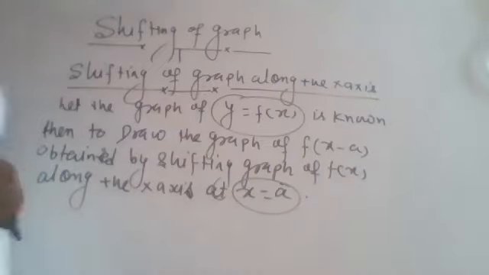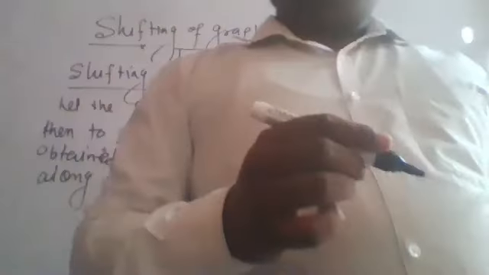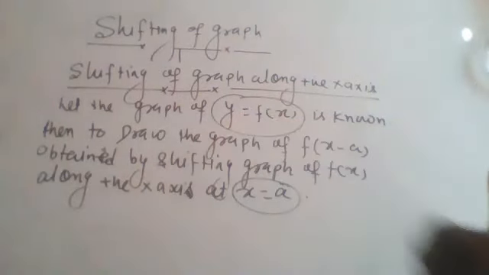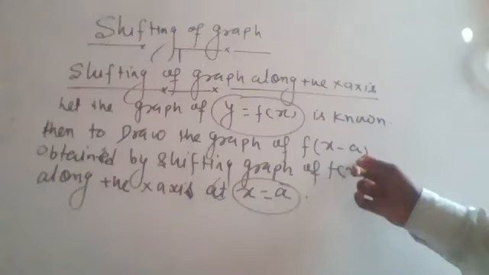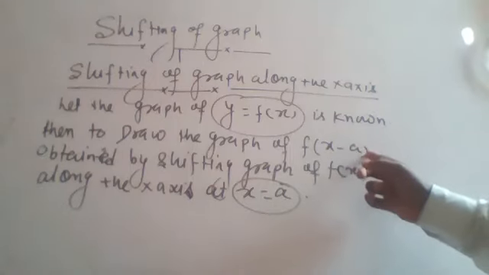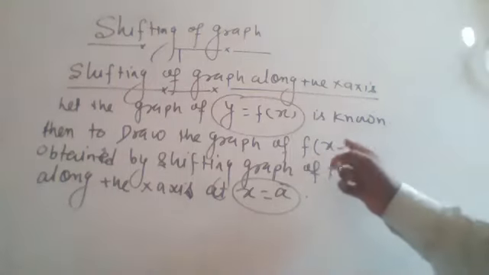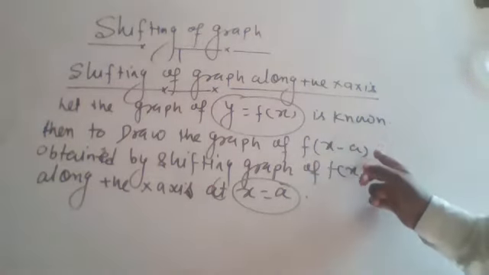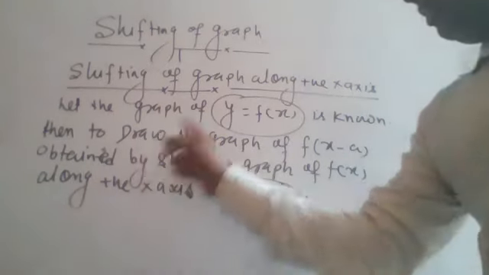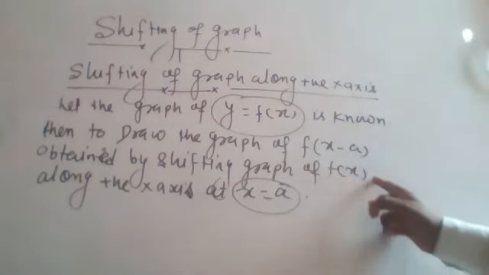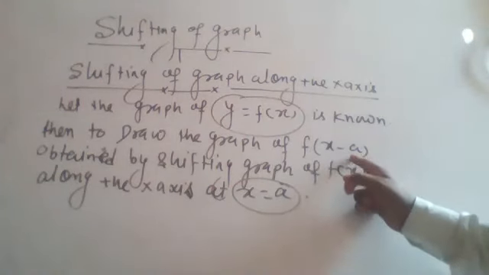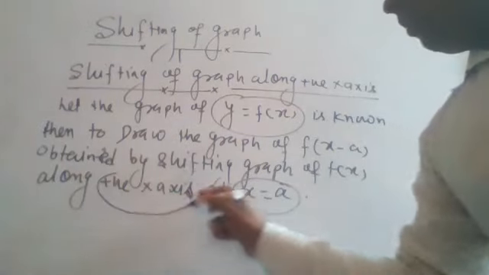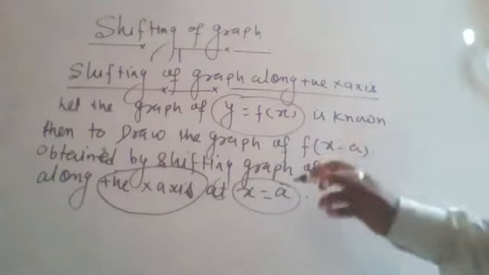This technique is useful to shift the graph along the positive x-axis. If the graph of y equals f(x) is known and we want to draw the graph of f(x minus a), the meaning of f(x minus a) is that the constant is subtracted from the variable. In this condition we have to shift the graph of f(x), the basic function whose graph we know, along the positive x-axis at x equals a.